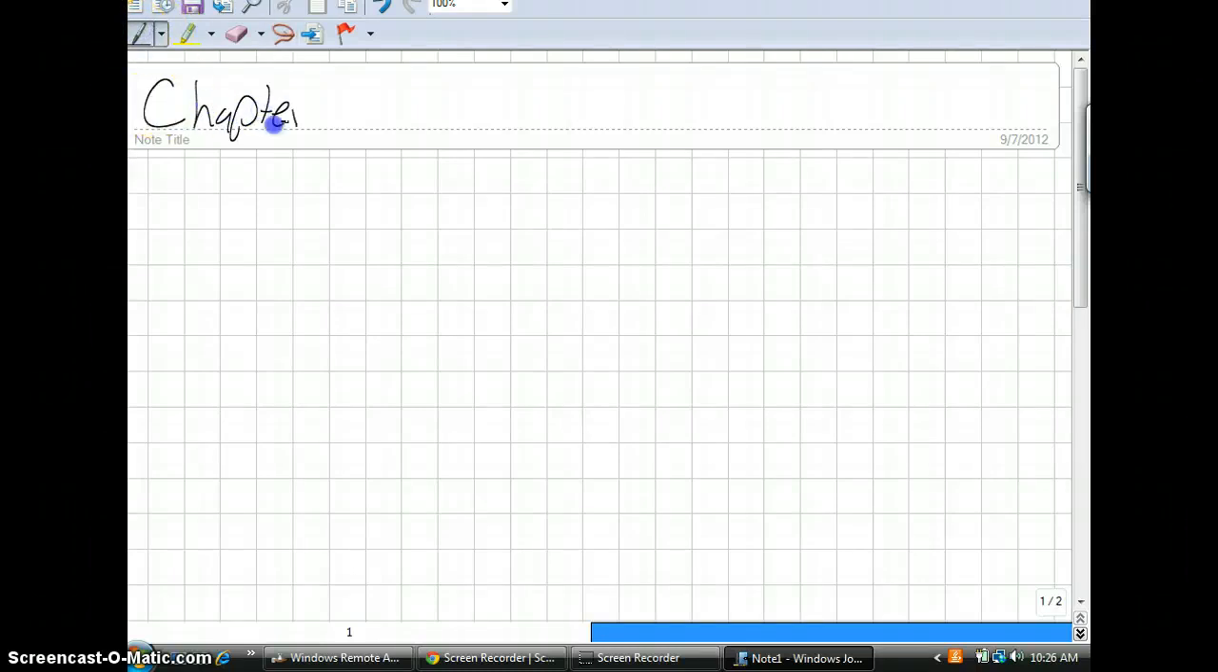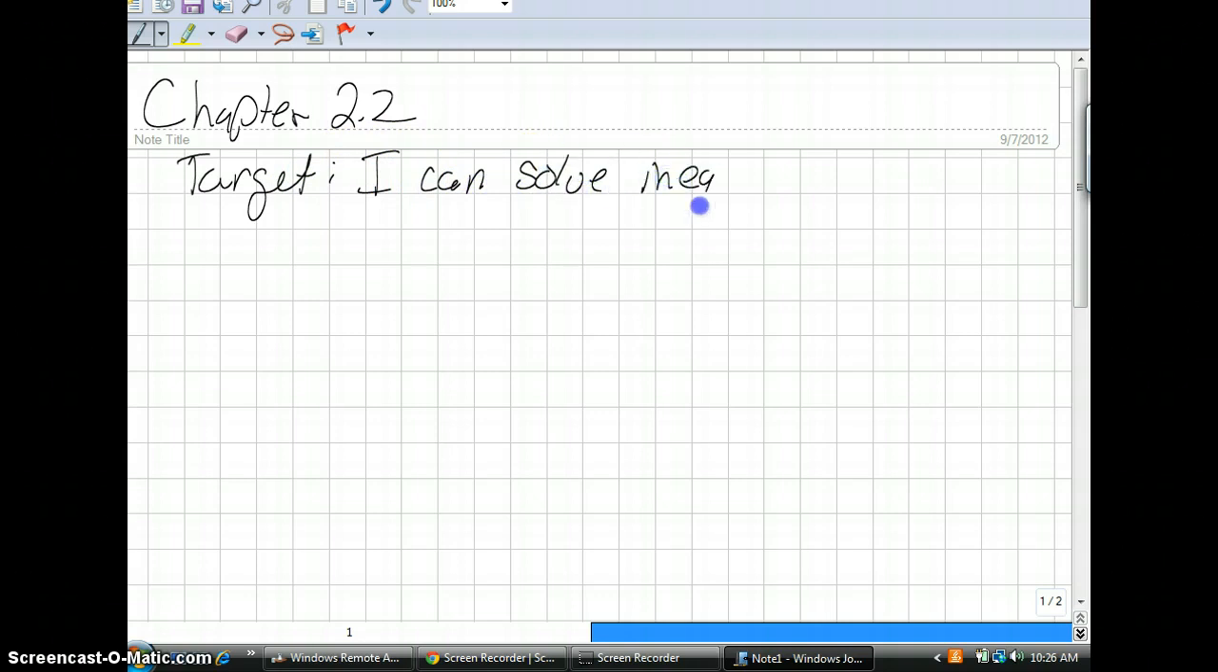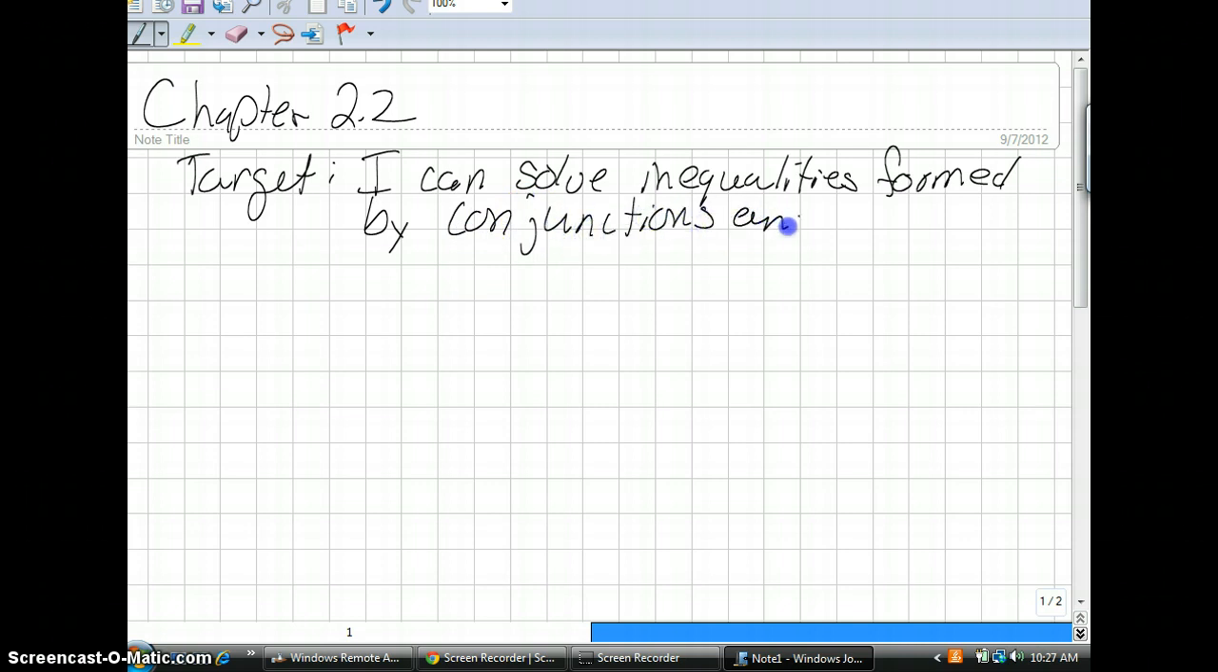Chapter 2.2, our target is I can solve inequalities formed by conjunctions and disjunctions.